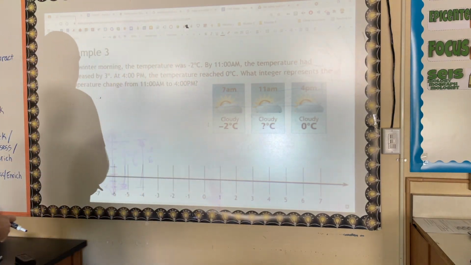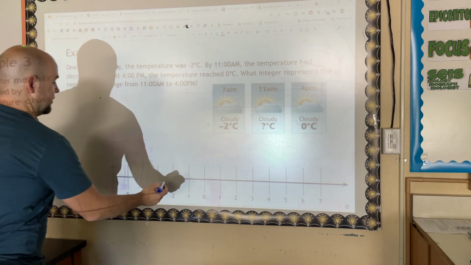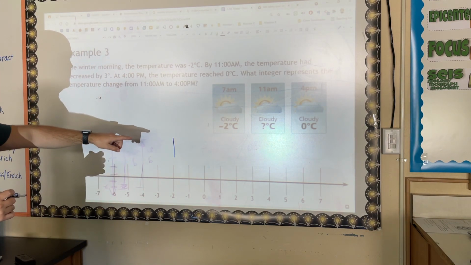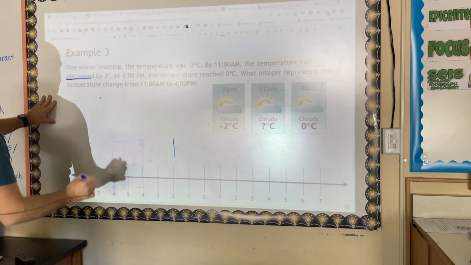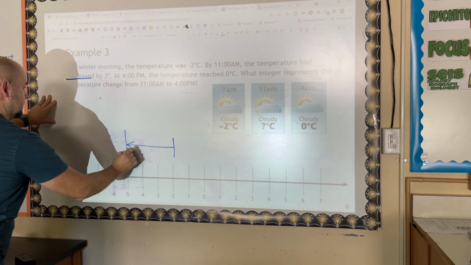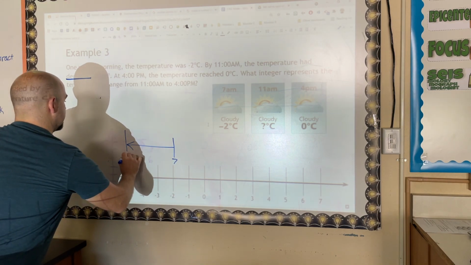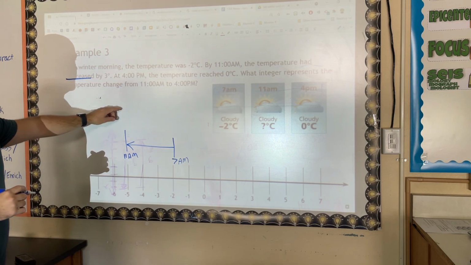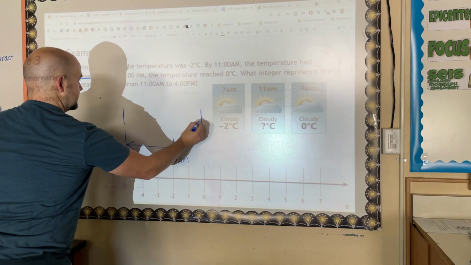We're going to illustrate that here. If you want to do it on your own and then check yourself or challenge yourself, you can pause this. So let's start with our line, though. We're going to start at negative 2. And by 11 a.m., it had decreased by 3 degrees. So 1, 2, 3 degrees of decrease. And this was from 7 a.m. to 11 a.m. And then at 4 p.m., the temperature had reached 0. So we're going to go from 11 a.m. all the way up to 0.